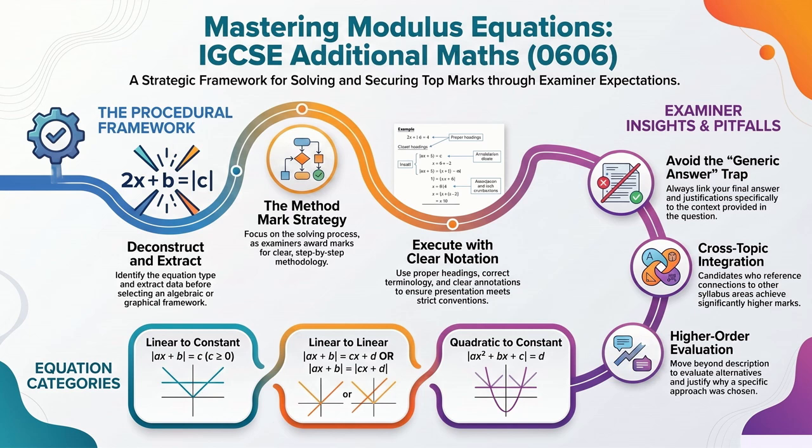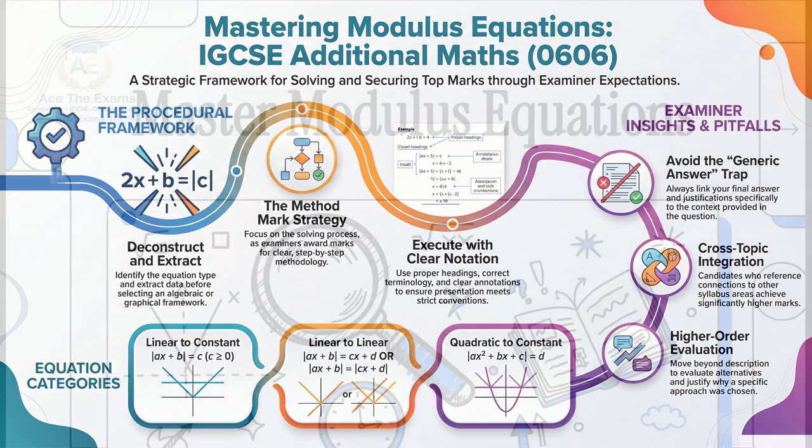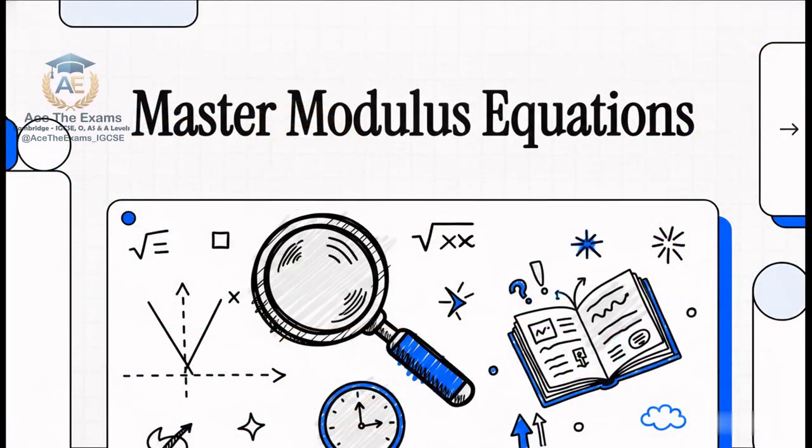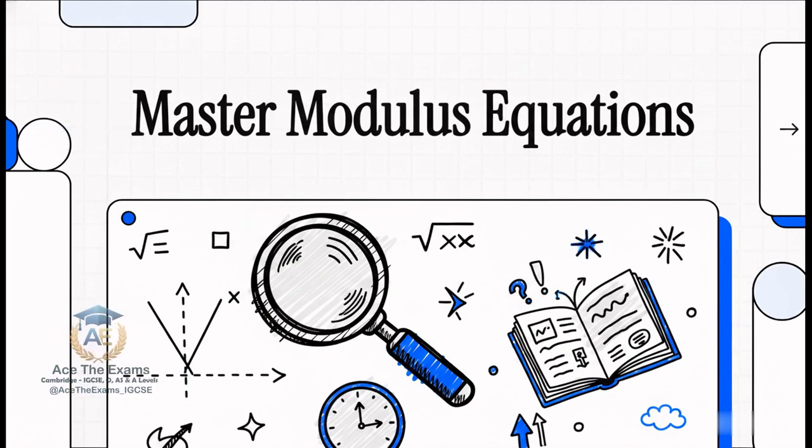Welcome to today's explainer. Okay, let's dive right into this. We are taking a magnifying glass to one of the most notoriously tricky, but honestly incredibly rewarding areas of the Cambridge IGCSE Additional Mathematics syllabus. Yep, subject code 0606. We are looking squarely at modulus equations.